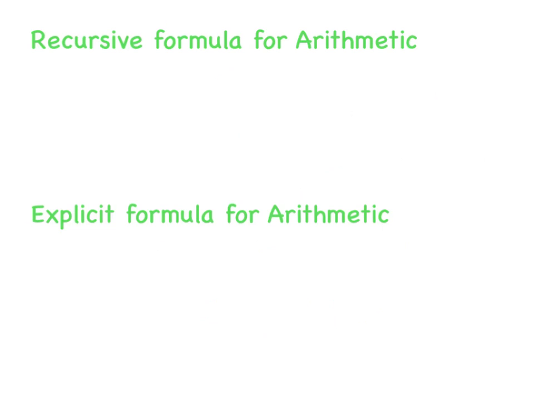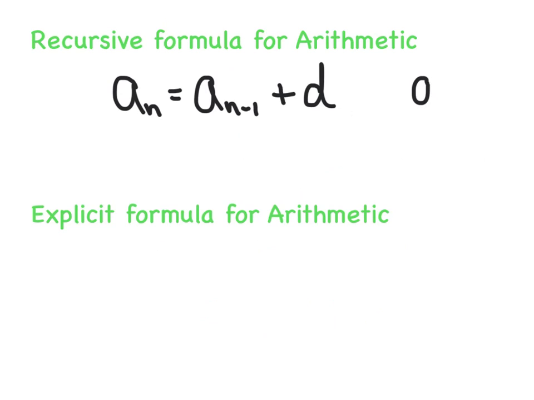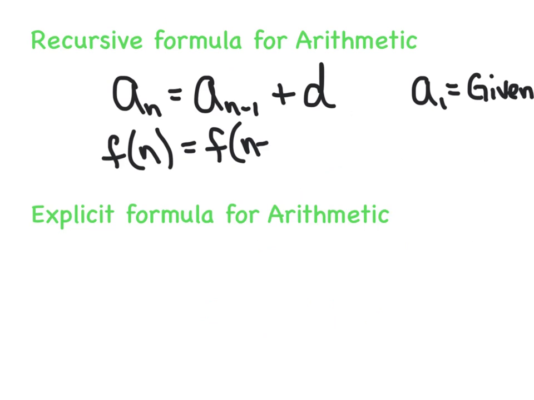So a recursive formula says, and I'm going to use this notation to start off with the subscripts, the nth term is defined as the n minus first term plus the common difference, and we're also assuming that a subscript 1 was given. Now if I was using my functional notation, I'd say f of n, also representing the nth term, is defined as the n minus first term plus the common difference, where f of 1 was given.